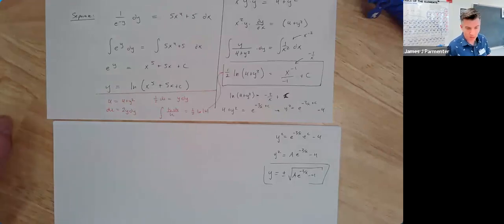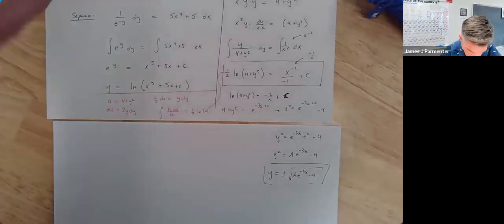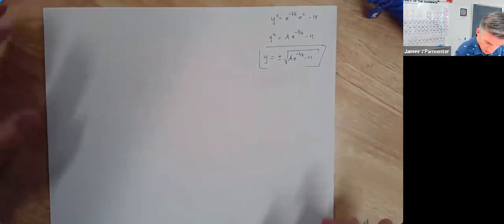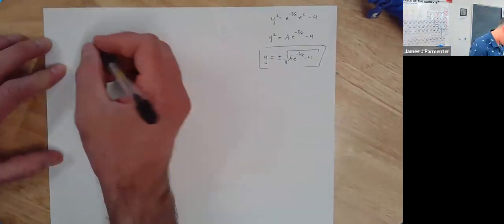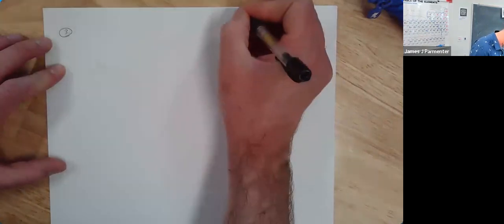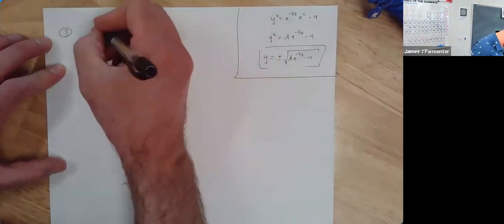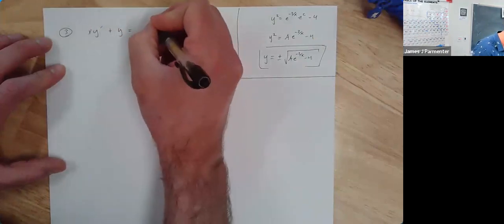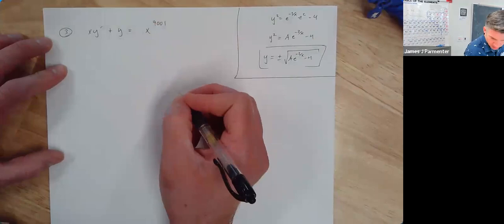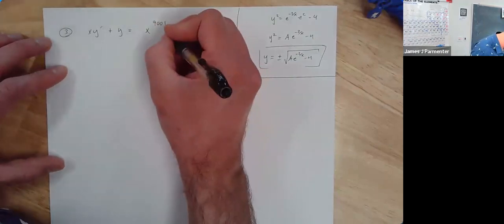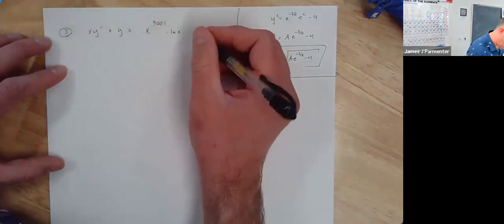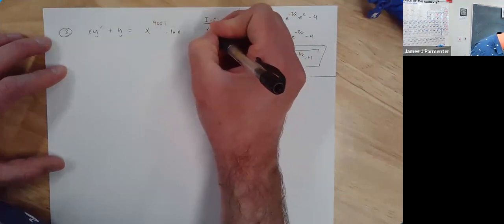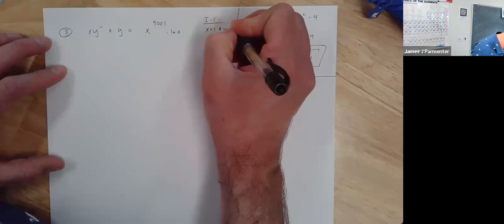Let's look at one more. Let's look at, say, this next one. We have xy prime plus y equal to x to the 9,001st power times natural log of x, where the initial condition is going to be x equals 1 and y equals 1.